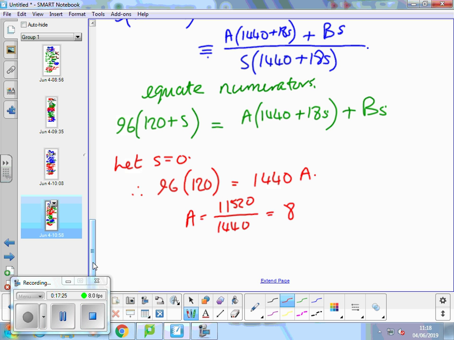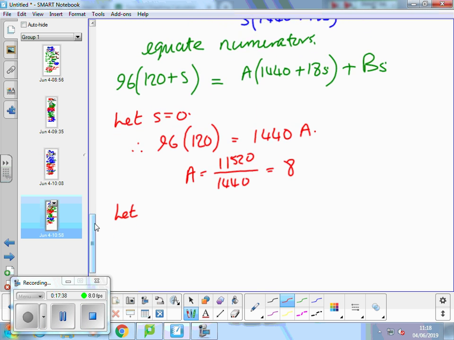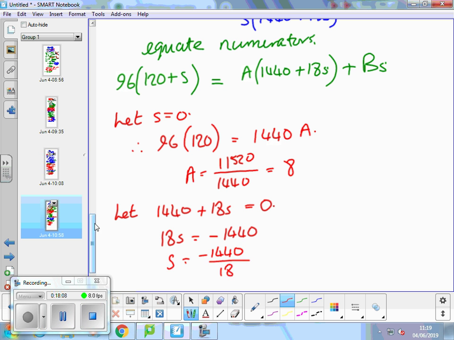You got that, Dom, did you? Right. So A is 8, and then we say let 1440 plus 18S equal 0. 18S is minus 1440. S equals minus 1440 over 18, which is minus 80.